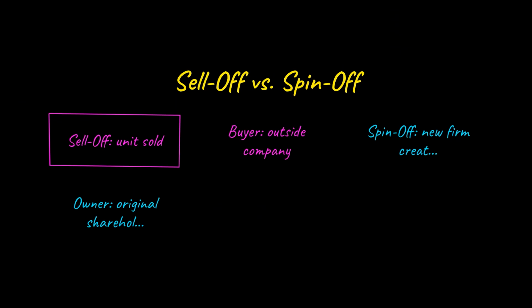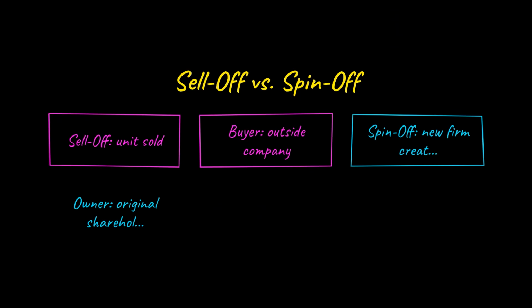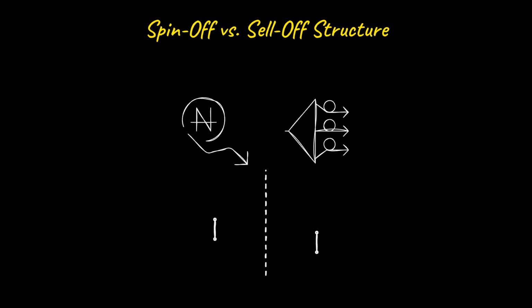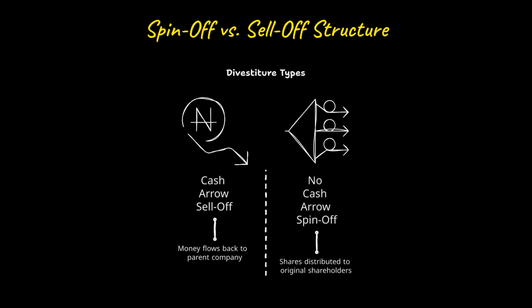Divestitures come in two forms. In a sell-off, a unit's assets are sold outright to an outside company for cash. An external buyer ends up owning it. In a spin-off, a new independent company is created and its shares go directly to the original firm's shareholders, with no outside buyer involved. Visually, the sell-off sends the unit outward to a new owner in exchange for cash. The spin-off instead births a standalone firm whose shares stay with the people who already own the parent. No outside buyer, no direct cash payment for the unit.